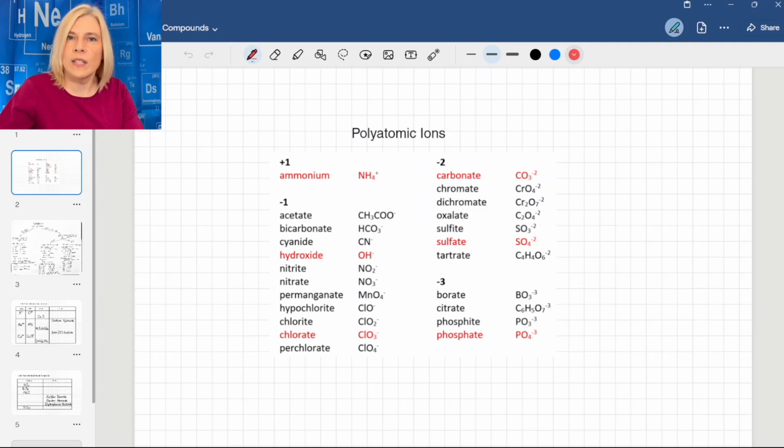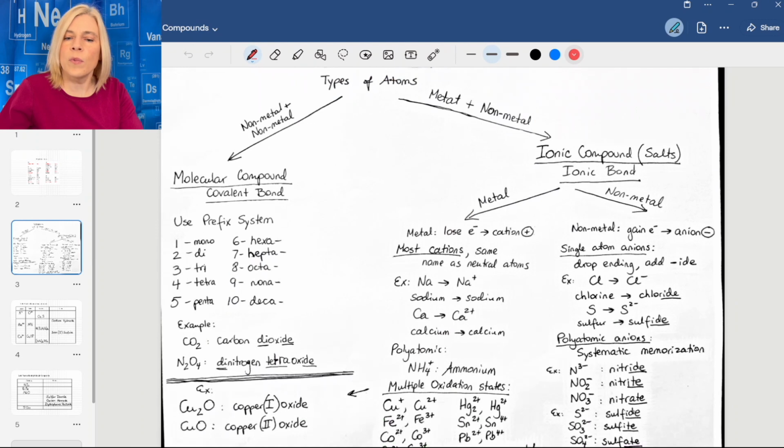In a previous video, we learned how to put together a formula for ionic compounds. So I'm not going to review that. You can go back and look at that video. Today we will just learn how to name it. So number one thing. This looks like a very big, scary chart. Don't worry. Everything is in one page, and I will walk you through it.